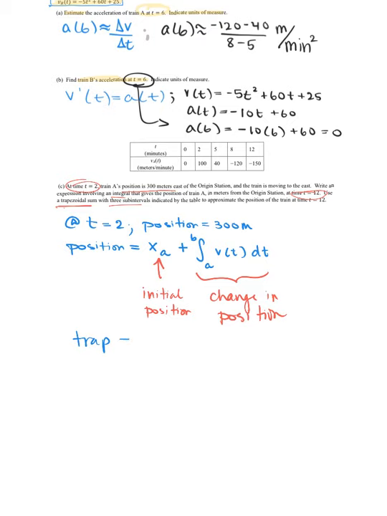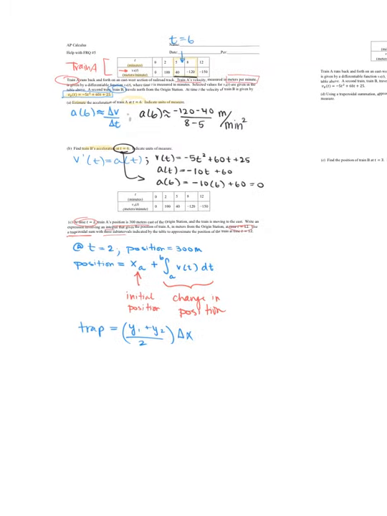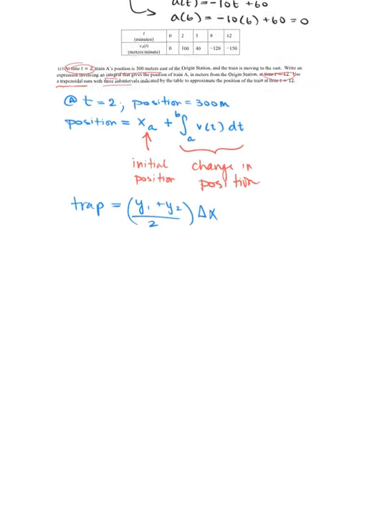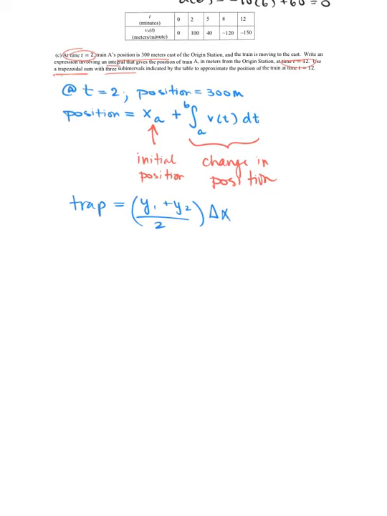Approximations are when we add up our y values and divide by 2, so we average them, and then we multiply by delta x. So that was a trapezoid approximation. So we add up our y values, divided by 2, and then multiply by delta x, right? So those are all just little review ideas here before we actually do this problem. So let's go ahead and do this one now.